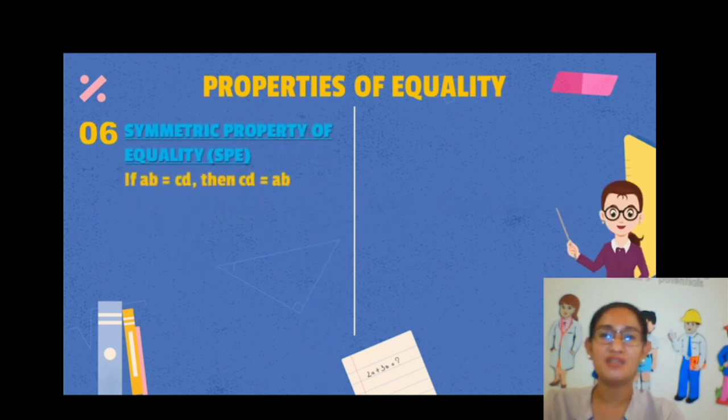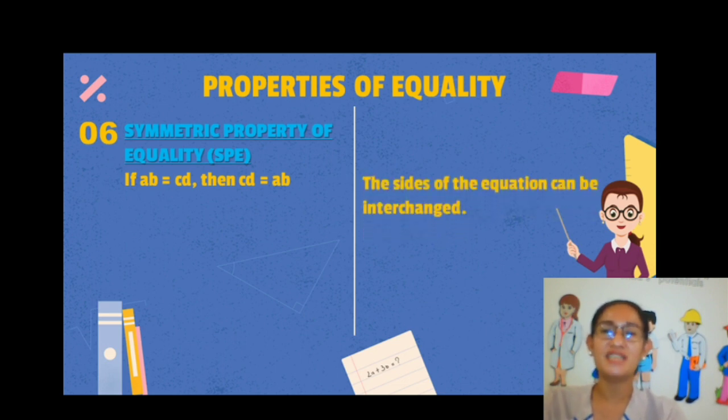Next, the symmetric property of equality. If AB equals CD, then CD equals AB. The sides of the equation can be interchanged. For example, x plus 8 is equal to negative 6, then negative 6 equals x plus 8.